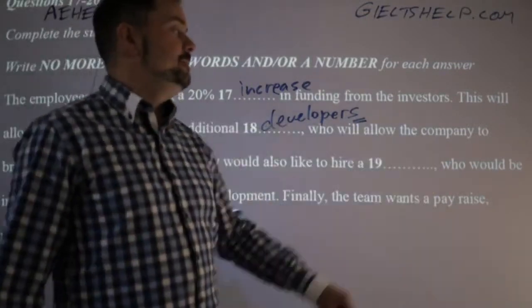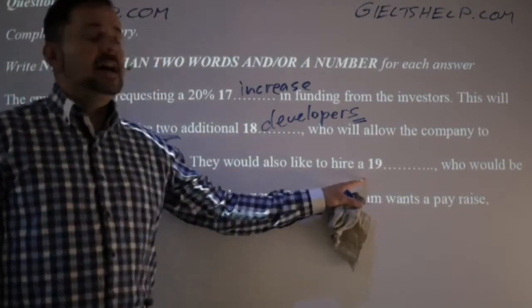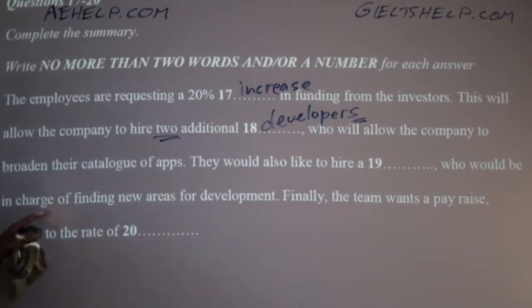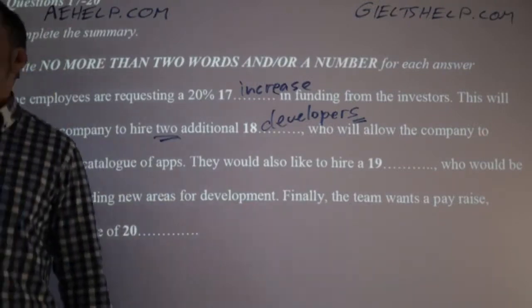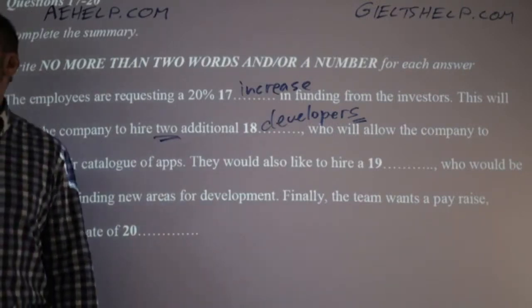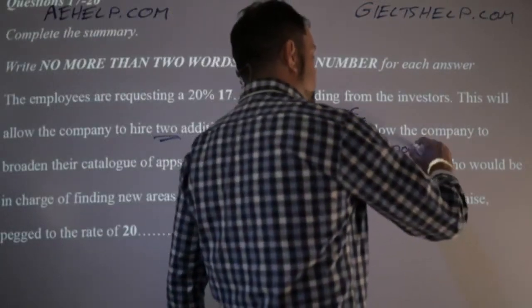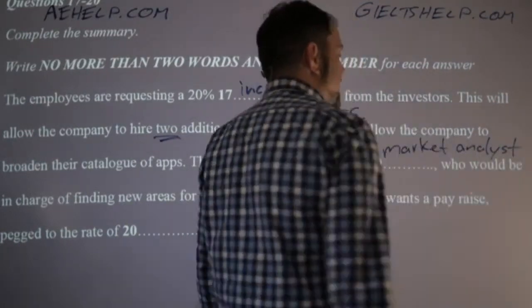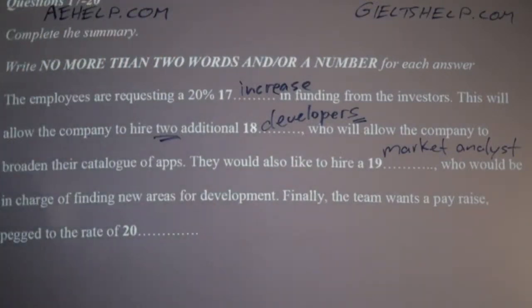Who will allow the company to broaden their catalog of apps. They would also like to hire something. What do they want to hire? Who would be in charge of finding new areas for development? This one was a little bit trickier. You kind of have to know this position. Gliding Wave says market analyst. Carolina agrees. I agree with both of you. It is a market analyst. This is someone who analyzes the market, finds areas to target, maximizing profit.